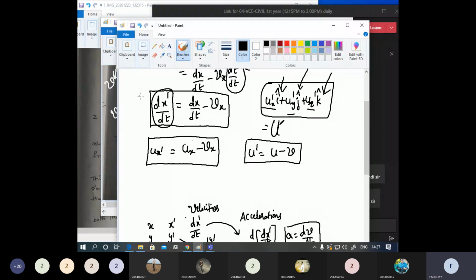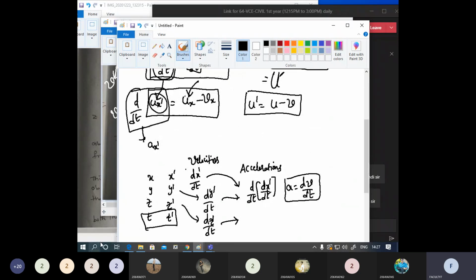Back here, the dx prime by dt. First two, you got this particular representation. Now we are going to differentiate this. Simply speaking, differentiate this equation on both sides. We differentiate the velocity. What is the result of this differentiation? We are going to get the acceleration along the x prime or the S prime frame. Same thing here, we got the expression of acceleration in the second frame.